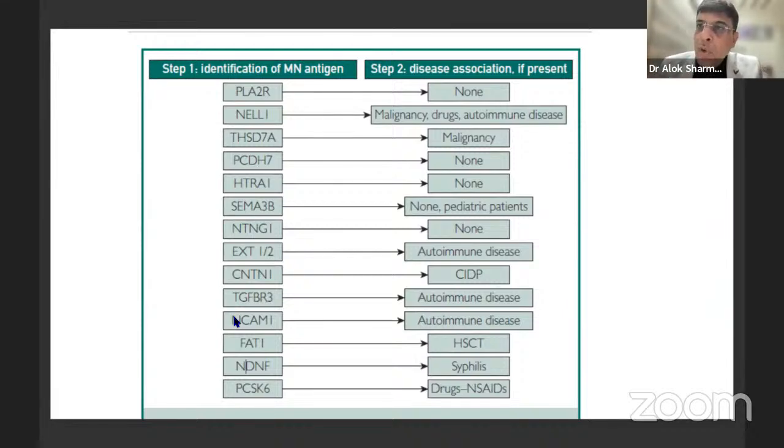There are many, as I told earlier, that do not have clinical correlates at this point of time. But as we see more and more cases, we will definitely be able to see them. So we have SEMA3B for pediatric patients. We have exostosin 1 and 2 for autoimmune diseases. We have contactin 1 for the CIDP associated membranous GN. The transforming growth factor beta and NCAM1 again are autoimmune associated markers. You have NDNF for syphilis. We have FAT1 for hematopoietic stem cell transplantation. And we also have PCSK6 for NSAID.